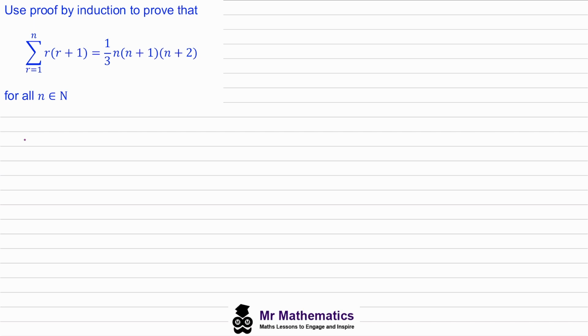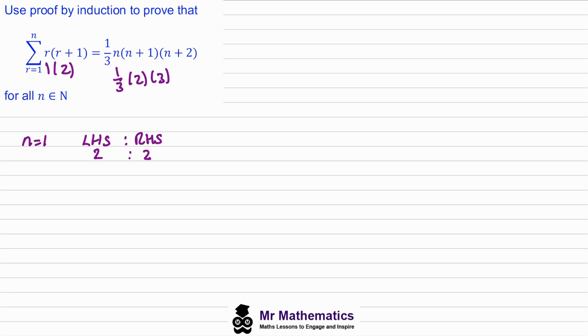So for our basis, when n equals 1, we'll have the left-hand side, we'll have 1 lots of 1 plus 1, so we'll get 2. For our right-hand side, we'll have 1/3 of 2 multiplied by 3. And 1/3 of 6 is 2. So we know this is true when n equals 1.